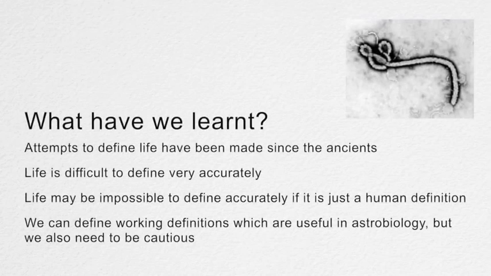So what have we learned? We've learned that attempts to define life have been made since the ancients, and that in fact it's very difficult to define life accurately. It may even be impossible to define life accurately if it's just a human definition. But despite that, we can develop working definitions of life that are useful in astrobiology, and we can use those definitions to define what it is that we're searching for on other planets. But we need to be cautious, and we need to have an open mind as scientists for the possibility that there might be types of life that don't quite fit our own definition of life.